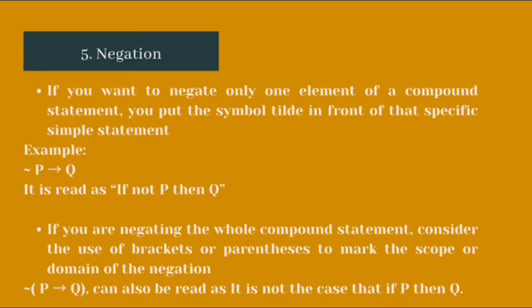If you want to negate only one element of a compound statement, you put the symbol tilde in front of that specific simple statement. For example, if P, then Q. If you want to say, if not P, then Q, then you use the tilde, P, then an arrow, and then Q. If you are negating the whole compound statement, consider the use of brackets or parentheses to mark the scope or domain of the negation. So this tilde, then parentheses, P, arrow, Q, then parentheses can also be read as it is not the case that if P, then Q.